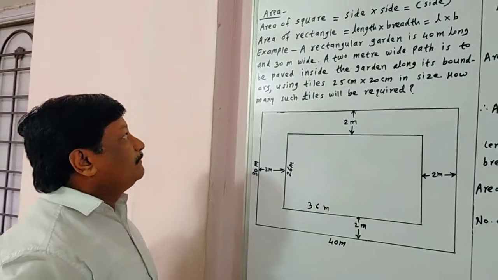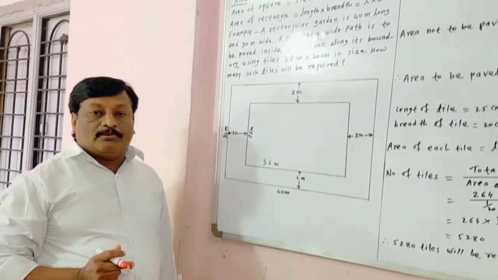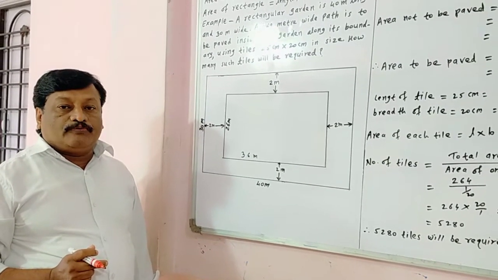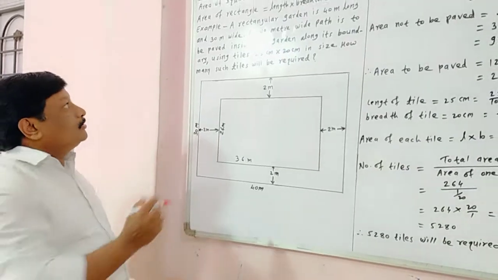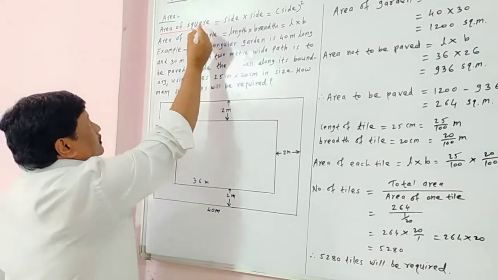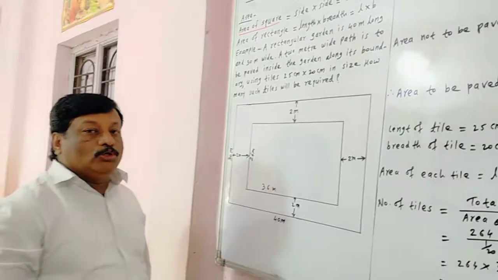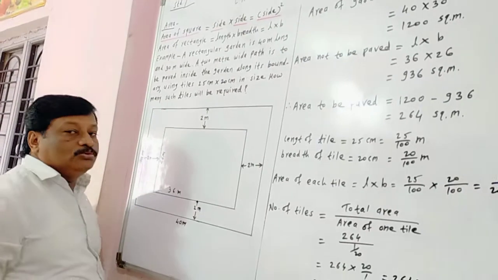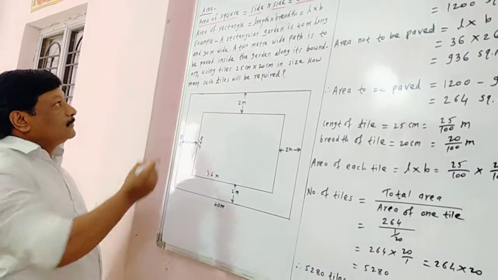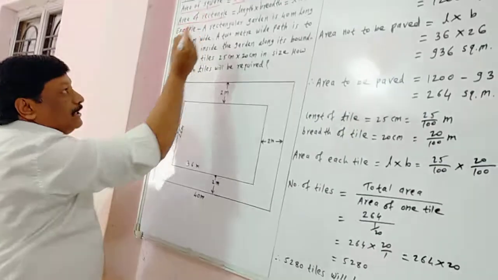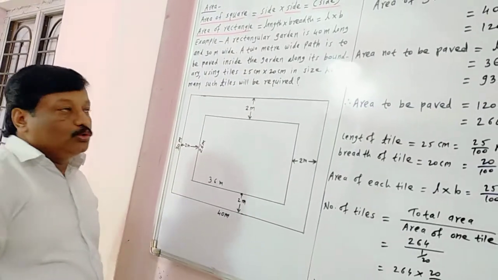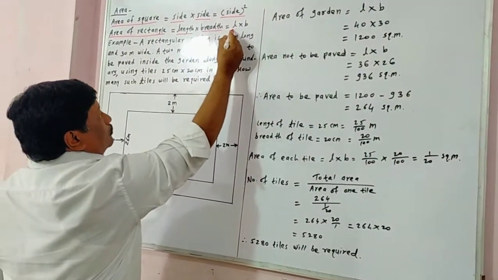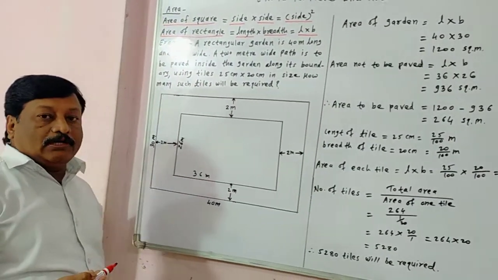First we will see two formulae. First, to find area of square, and second formula to find area of rectangle. Now first formula is area of square equal to side into side is equal to side square. Second formula is area of rectangle equal to length into breadth or equal to L into B. L for length, B for breadth.